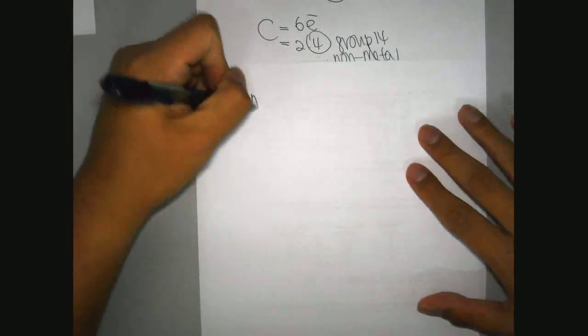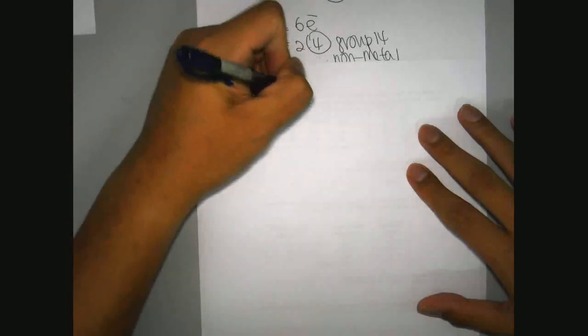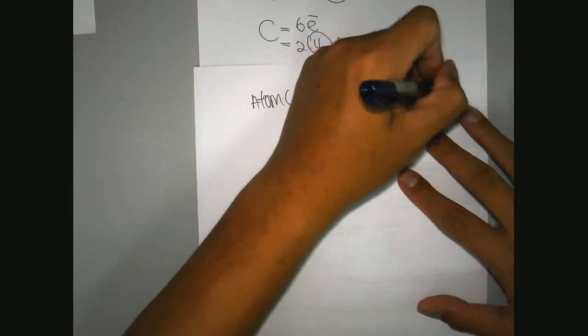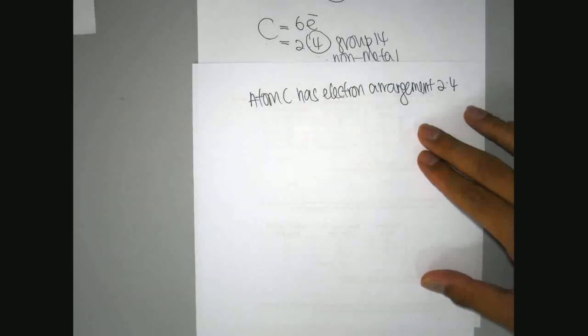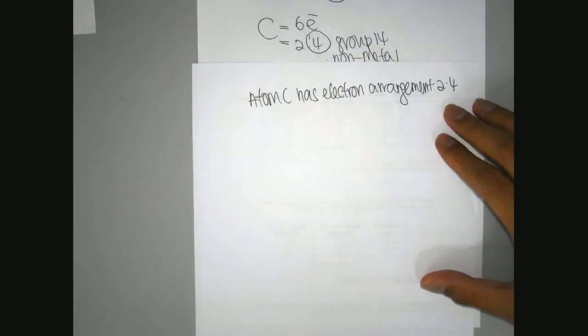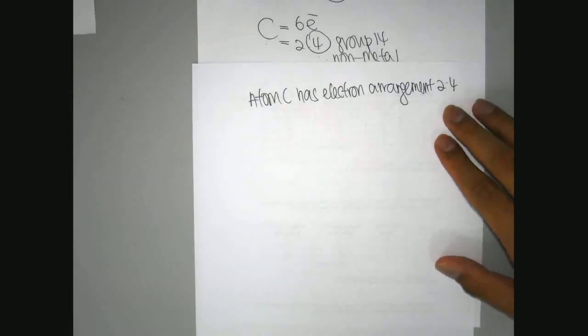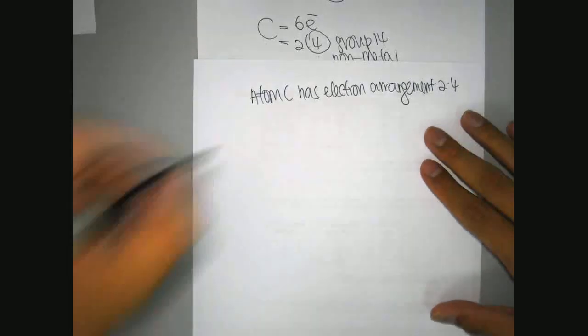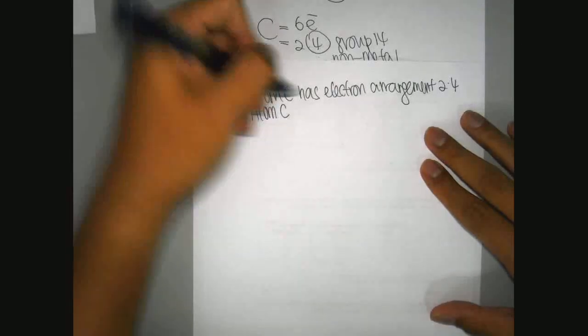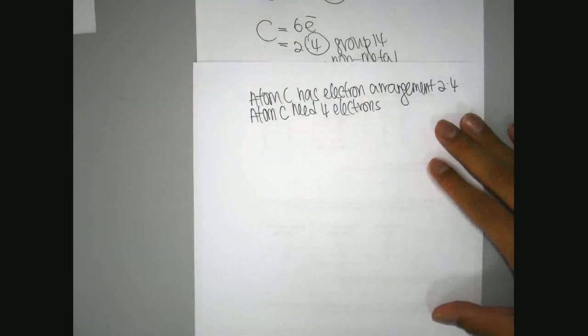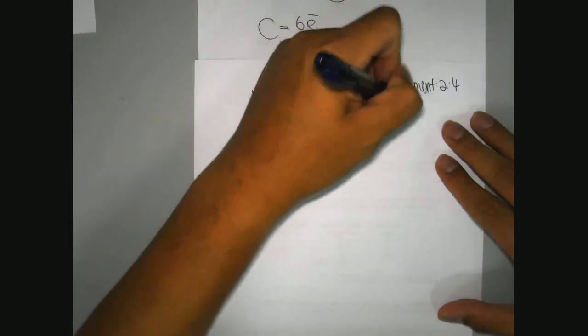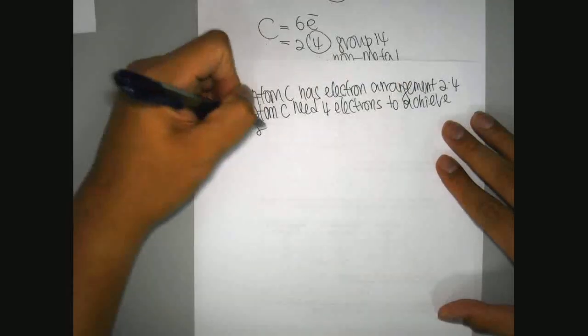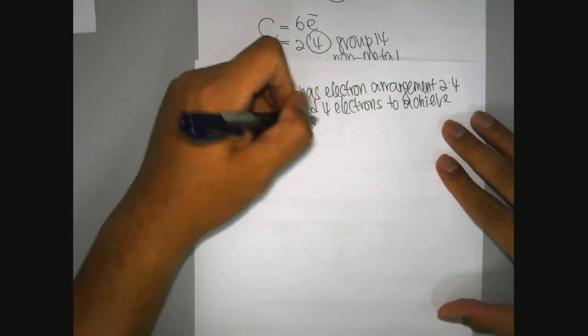Atom C has electron arrangement 2.4. After you write electron arrangement 2.4, remember for covalent bonds, you cannot write donate or receive. So you write the word need first. Atom C needs 4 electrons. Why do you need the 4 electrons? We need 4 electrons because we want to be stable. We want to achieve a stable electron arrangement.